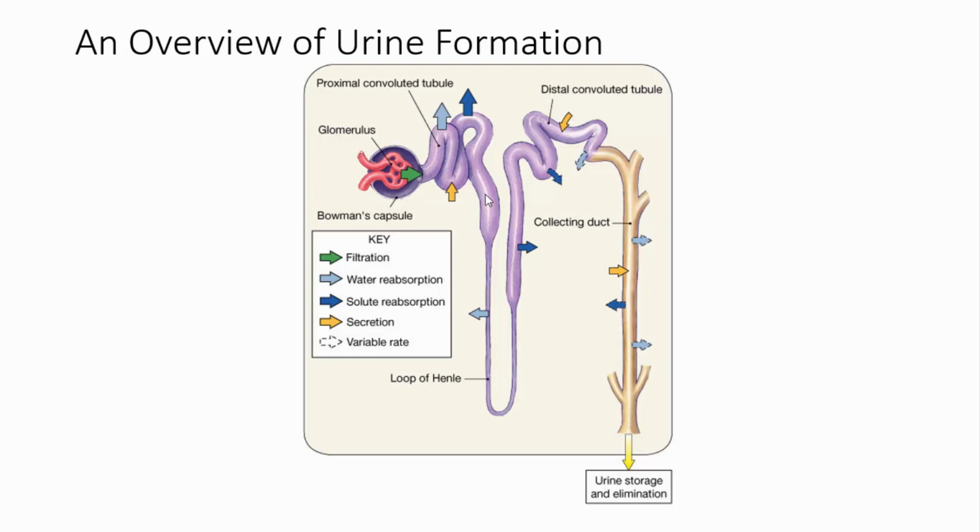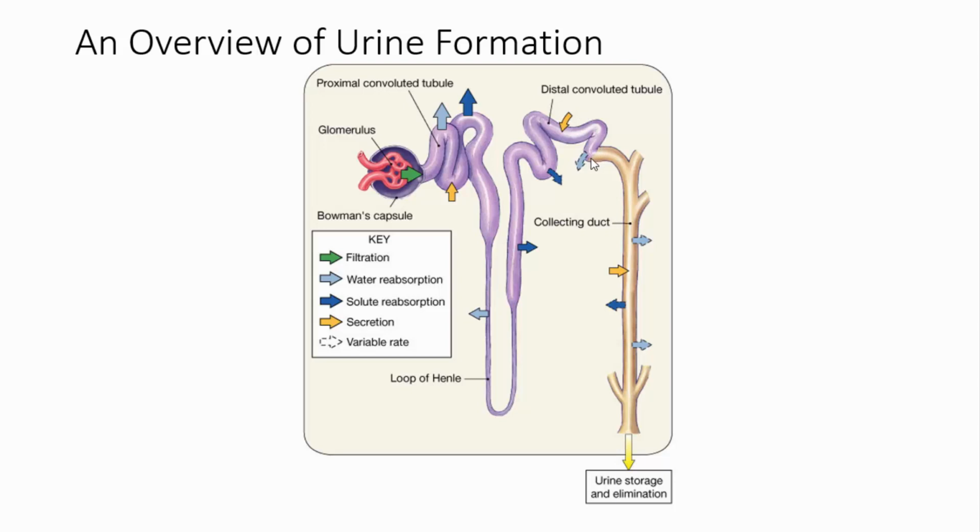Looking at the descending limb of the loop of Henle, we have water reabsorption from the tube into the tissue. And in the ascending limb, in the thick area, we have solute reabsorption. Again, solutes are going to be transported out into the interstitial tissue. We also have solute reabsorption in the distal convoluted tubule, as well as secretion back into the tubule from the tissue.